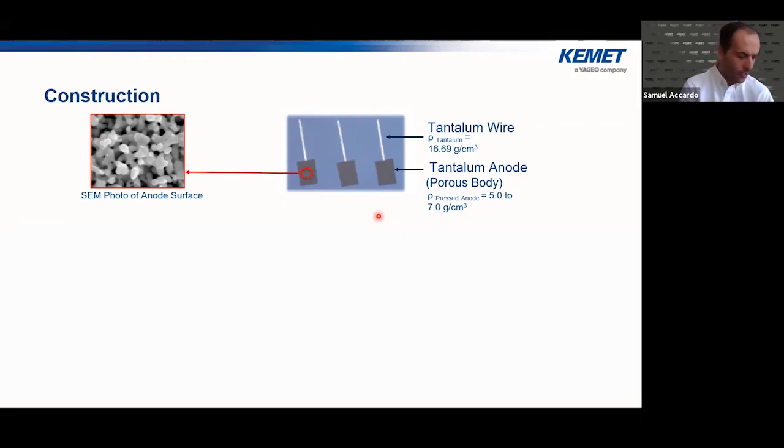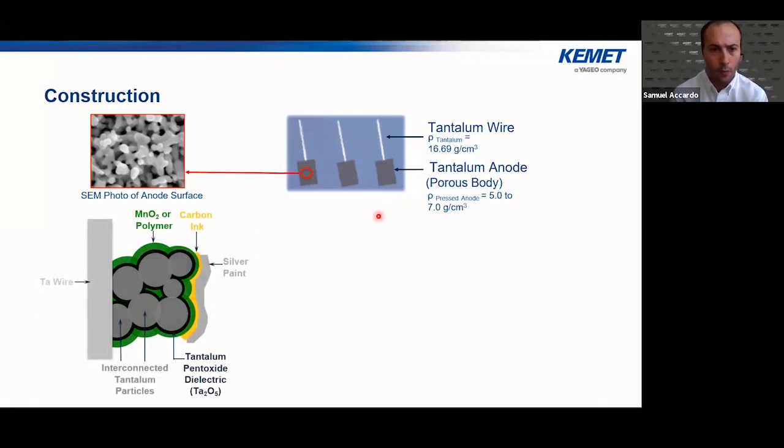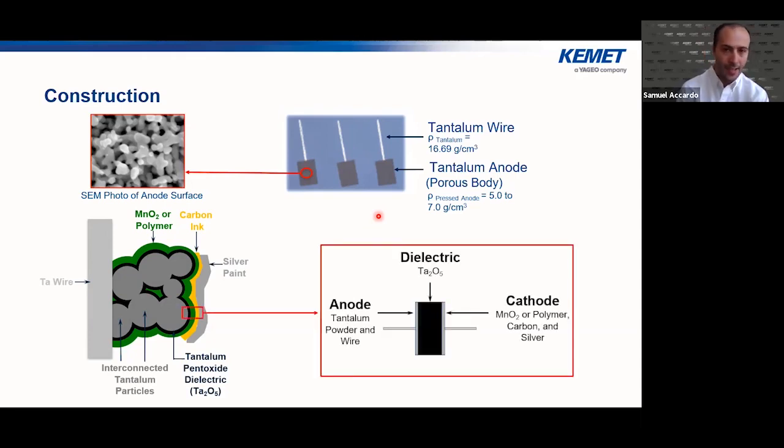And then essentially, to give you an idea of what they look like, we have the tantalum wire with the interconnected tantalum particles. And then on top of that, we deposit either the MnO2 or the polymer, and then we have a carbon ink, and then a silver paint. And then that is essentially what makes up the capacitor itself.